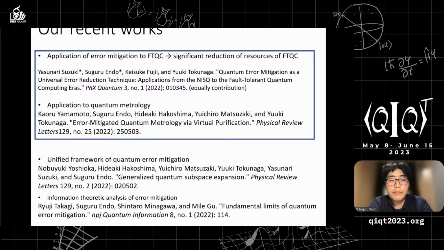We also worked on the information-theoretic approach to quantum error mitigation. We derived the fundamental limits of quantum error mitigation using the language of trace distance. So we use the distance measure, and we relate the distance measure to quantum error mitigation, and so on. Anyway, we had a lot of progress these days.